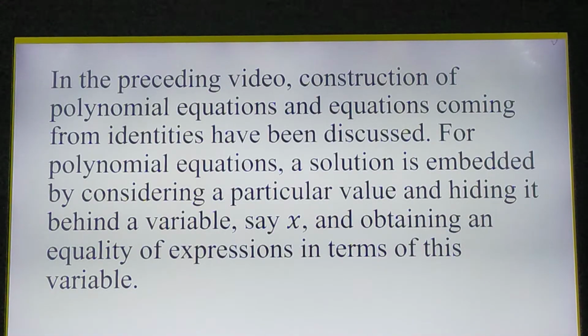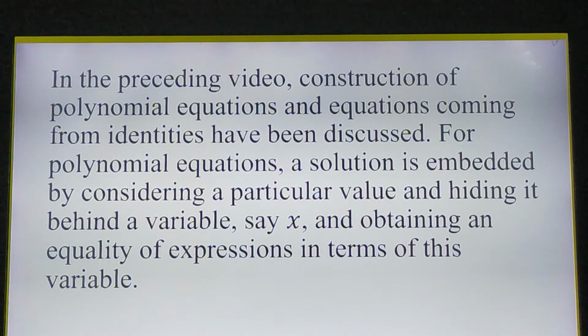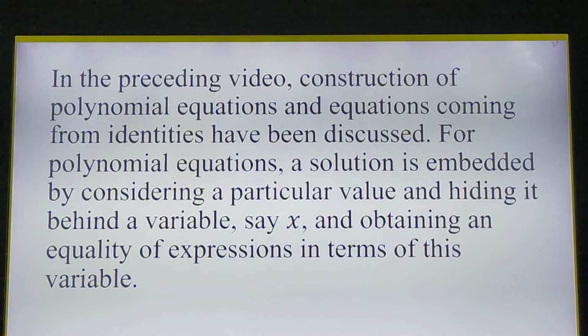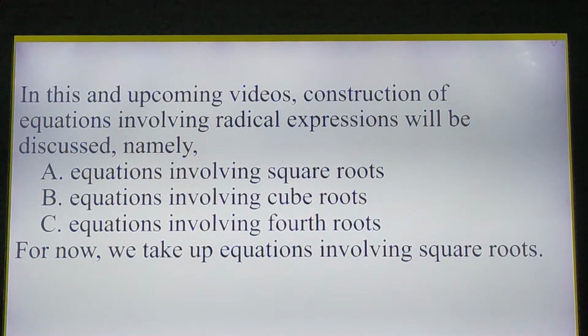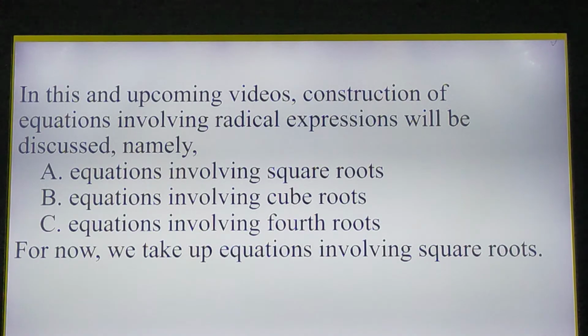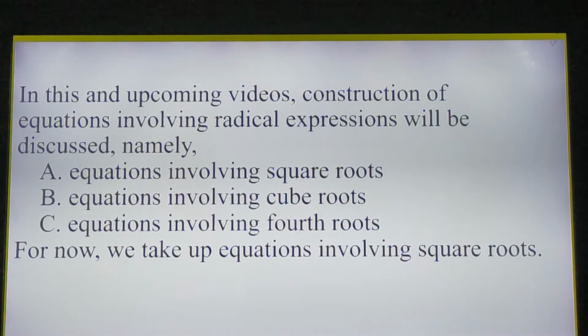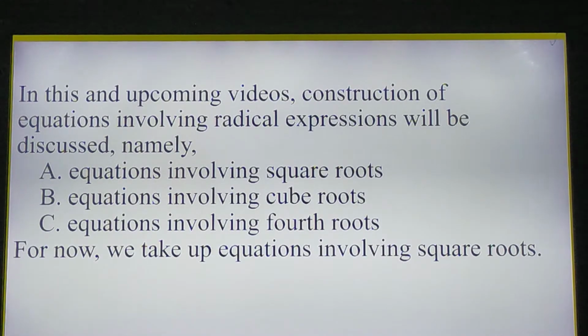In the preceding video, construction of polynomial equations and equations coming from identities have been discussed. For polynomial equations, a solution is embedded by considering a particular value and hiding it behind a variable, say x, and obtaining an equality of expressions in terms of this variable. In this and upcoming videos, construction of equations involving radical expressions will be discussed, namely equations involving square roots, cube roots, and fourth roots. For now, we take up equations involving square roots.